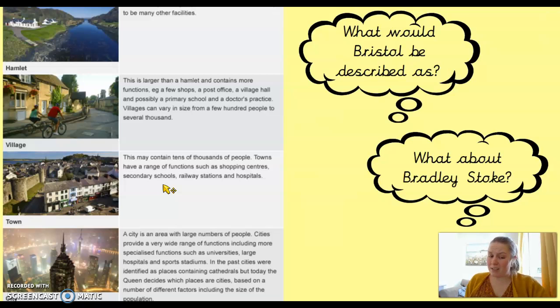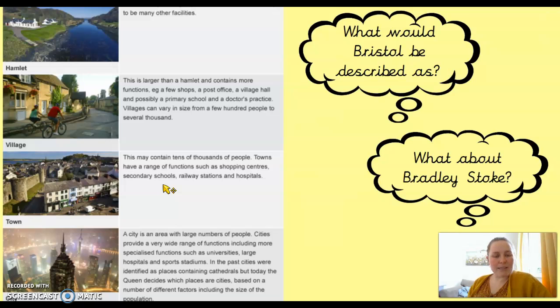Now, in the past, cities were identified as places containing cathedrals. And I think I've spoken about that before, but actually, today the Queen has the power to decide what's considered a city. And she bases that on lots of factors, including the size of the population. So a large population would make a city, but because of the historic rule that cities are places with cathedrals, there are some small cities. So we looked in our reading this week at the city of Wells, which is small but has a cathedral, and there's also a city called St David's in Wales, which is small but has a cathedral, so it is a city.